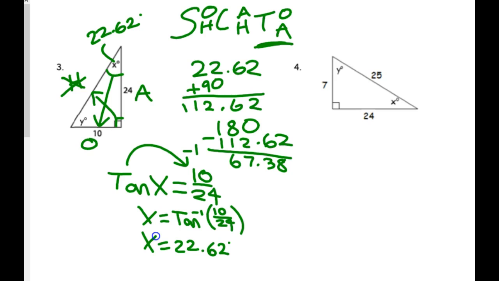So again, there's 2 ways to do it. You either redo the trig because you like trig so much, or you just add them up, subtract from 180. And so we get 67.38.